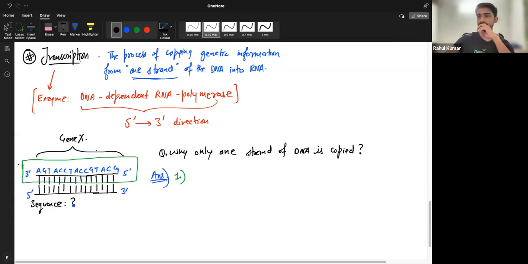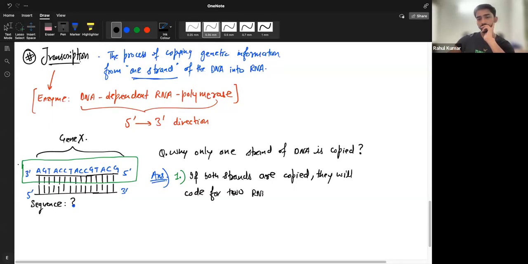Yeah. So write down, the first is, if both strands are copied, then they will code for two RNA molecules with different sequence.